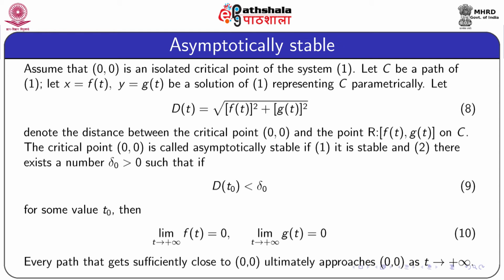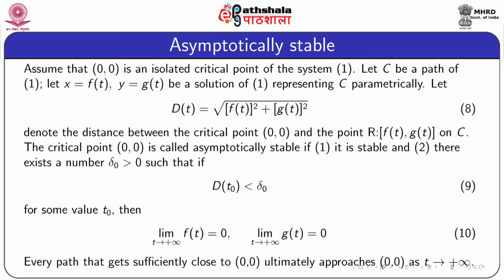Now, the critical point (0, 0) is called asymptotically stable if it is stable and if there exists a number delta 0 such that d(t0) is less than delta 0 for some value t0, then the limit as t tends to plus infinity of f(t) is equal to 0 and the limit as t tends to plus infinity of g(t) is equal to 0.